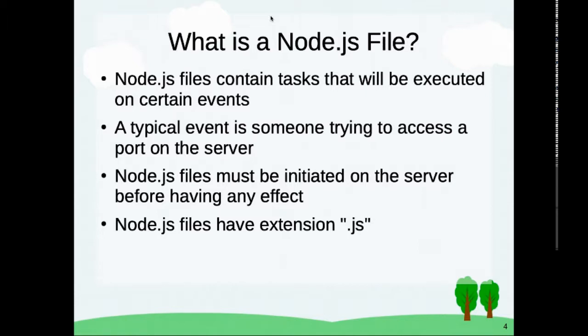What's a Node.js file? A Node.js file contains tasks that will be executed on certain events. One of such events is if a user is trying to access your server on a specific port, Node.js can be made to listen on that port and return a response to that user. A Node.js file must be initiated on the server before any effect. You must define your Node.js file on the server before it can serve those files, before it can respond to any event. Node.js files have the extension .js, but that was before the time of TypeScript. Now, Node.js files can have the extension .ts or .js.